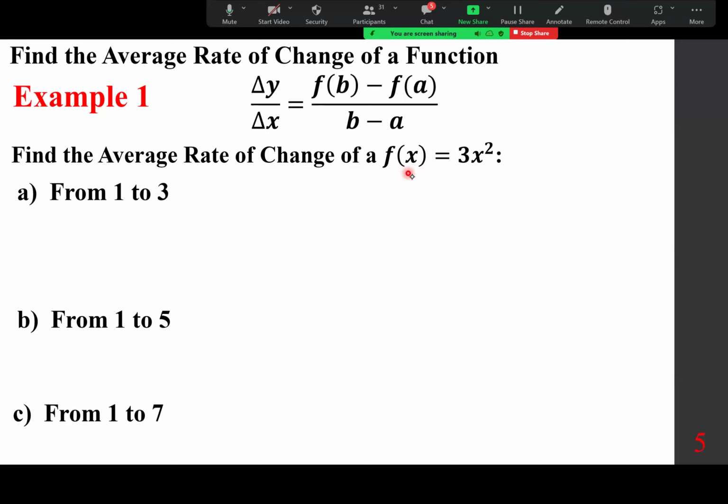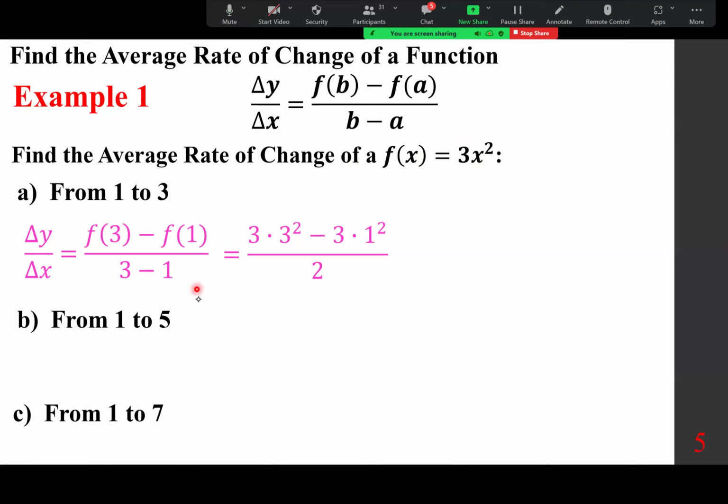This is red. f of x, f of b, f of a. So we want to go from 1 to 3. Therefore, according to this formula, it's f of 3 minus f of 1 over 3 minus 1. Which means we are going to replace the x with 3. We get 3 times 3 squared minus, we're going to replace the x with 1. We get minus 3 times 1 squared. The denominator is very straightforward. We get 2.